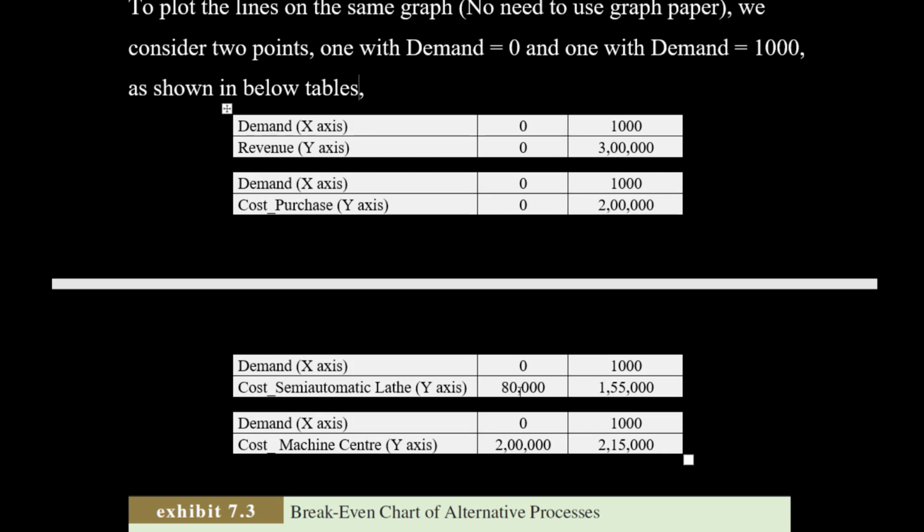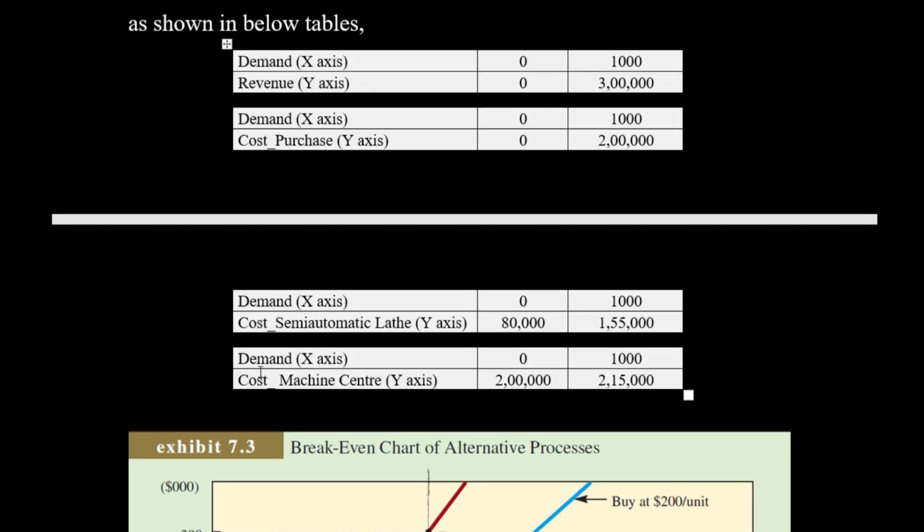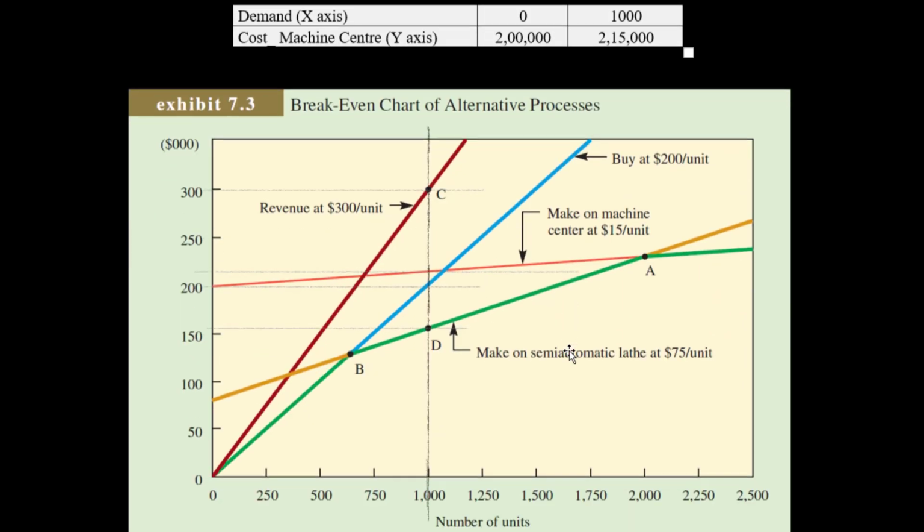For the semi-automatic lathe, it will be 0, 80,000 as the first point, and 1000, 155,000 as the second point. For the cost of the machining center, it will be 0, 200,000 and 1000, 215,000. So these are the 2 points. The first point and second point will give you each line. So you just need to plot them and connect them.